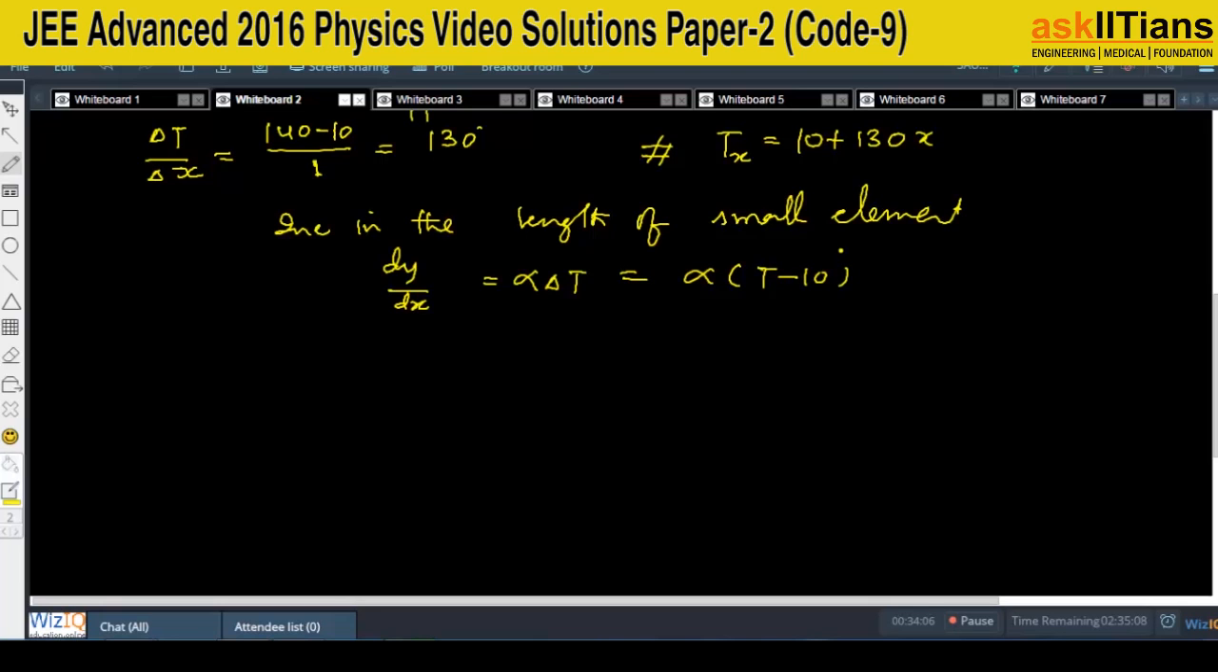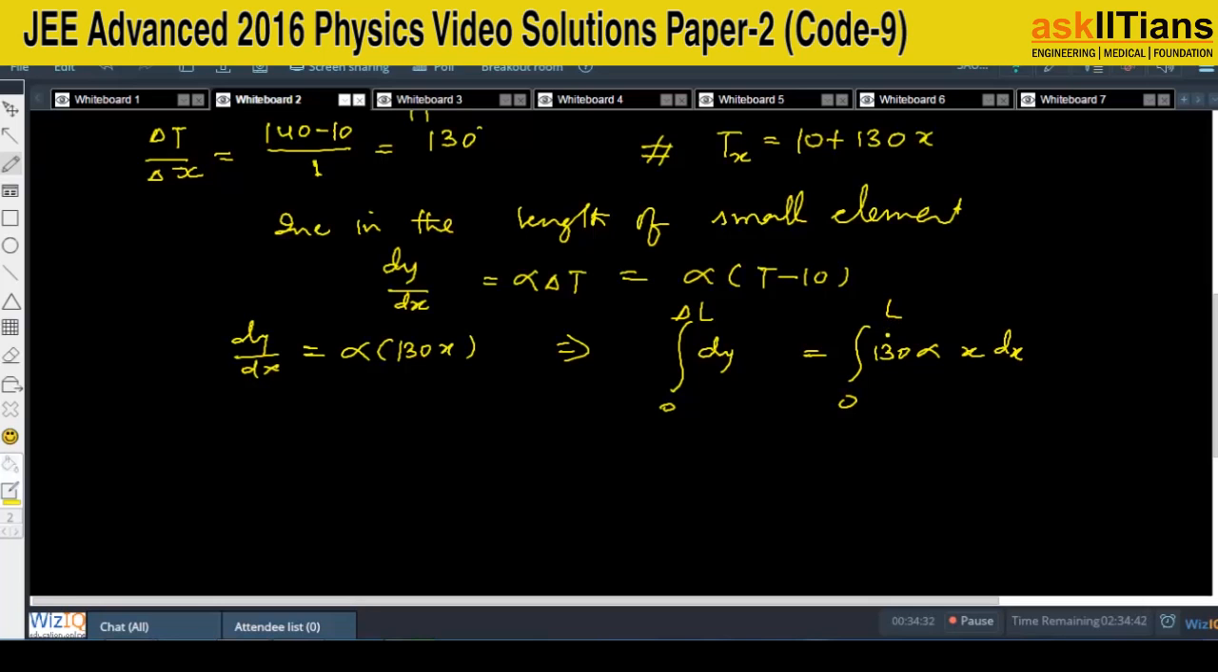So from this part we take the final result as dy by dx is equal to alpha into 130 into x. Now we are going to integrate this term dy, with the extension going from 0 to the change in length delta L. That should be equal to the integral of 130 into alpha into x dx, from 0 to length L. So finally, solving this, we got delta L is equal to 78 into 10 to the power minus 5 meter, which is equal to 0.78 mm.